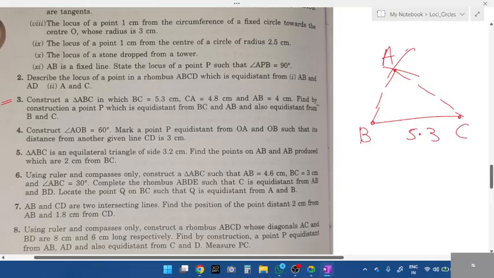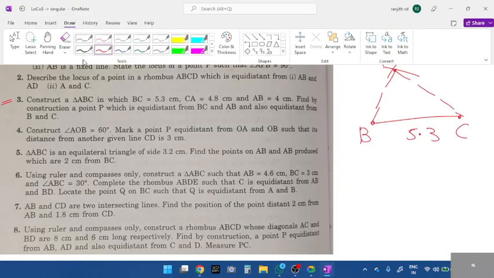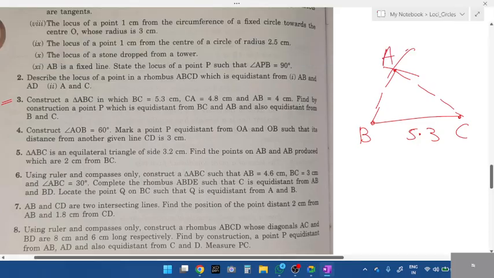What is given? Find by construction a point P, which is equidistant from which 2 points, students? Equidistant from, what is the common alphabet here? B. What are the keywords I told you all? Whenever you get equidistance, which chapter is this? Normal construction or locus? Respond. It is locus chapter.